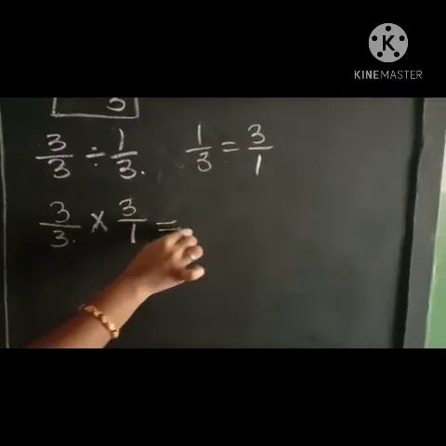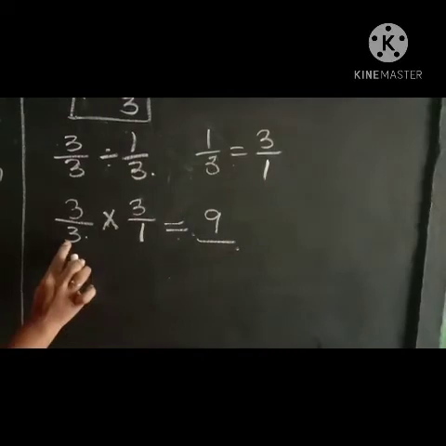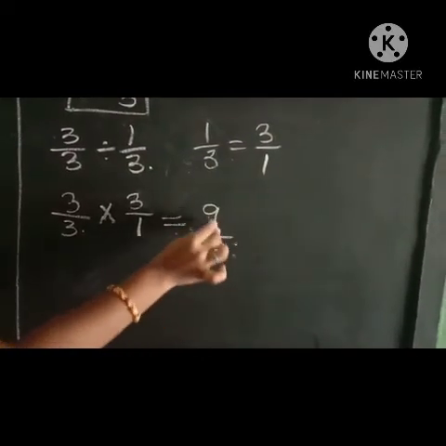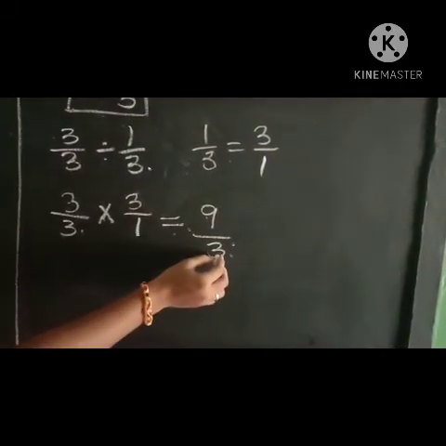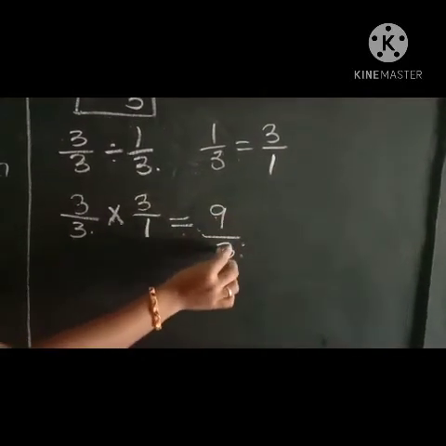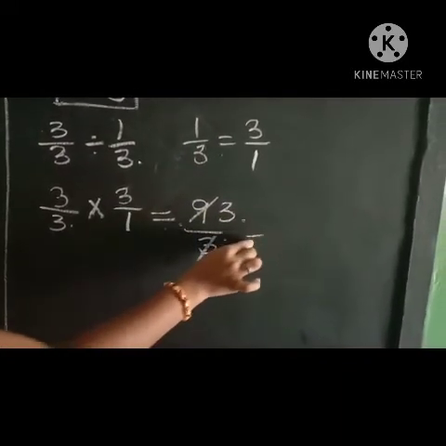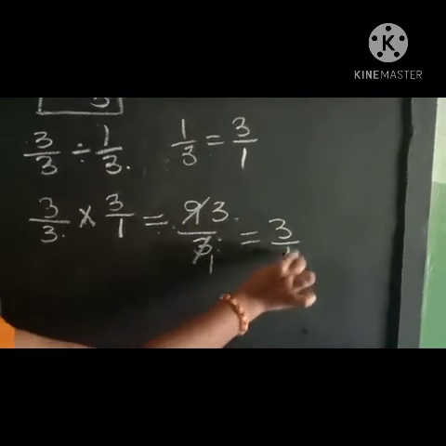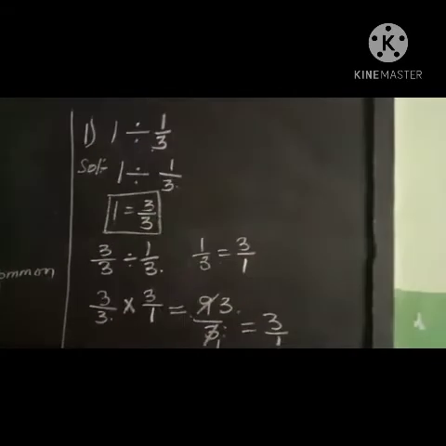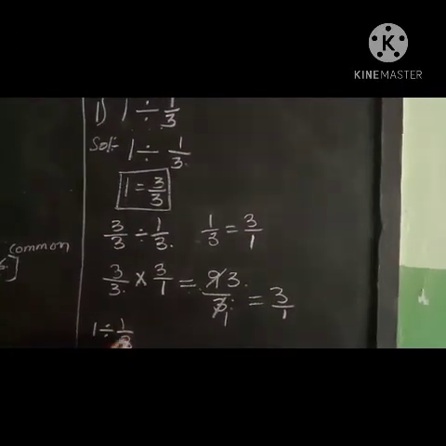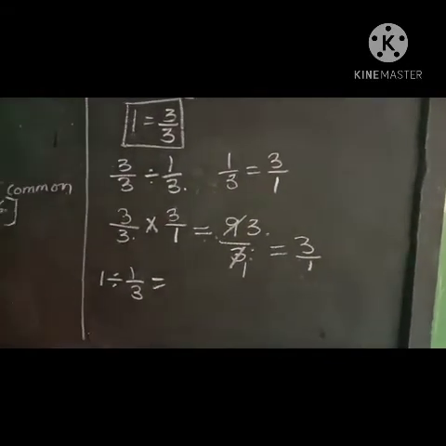See here 3 into 3 means how much? 3 threes are 9, by 3 ones are 3. 3 and 9 is there in which table? In 3 table 3 and 9 is there or not there? Yes. So total the number is 3 by 1. See here what is the question? 1 divided by 1 by 3 equals to 3 by 1. Now if the denominator 1 is there, what we have to write? Just we have to write the numerator number only, just write the number 3.